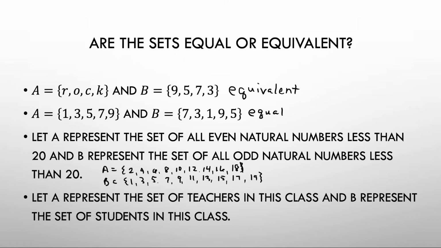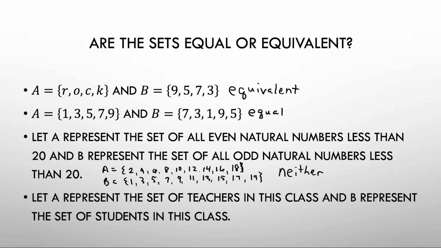Okay, so what about these two sets? Are they equivalent? They are not equivalent because you can see that set B has one more element in it than set A does. And they're not equal either because they don't have exactly the same elements. So in this particular example, we would simply say that these are neither. They're not equal and they're not equivalent.